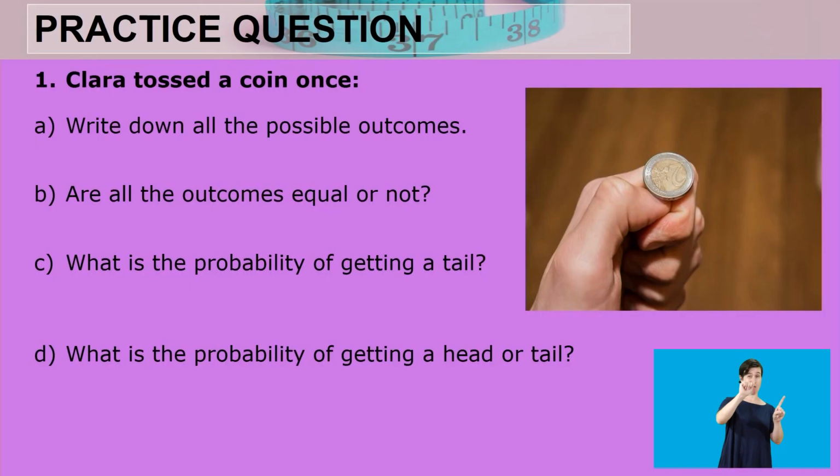Today on probability and predictions, the practice and application section. We're going to start with our practice section. Question 1 says, Clara tossed a coin once. So Clara only tossed this coin once. Then A says, write down all the possible outcomes.